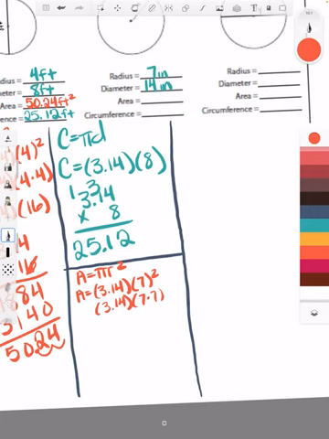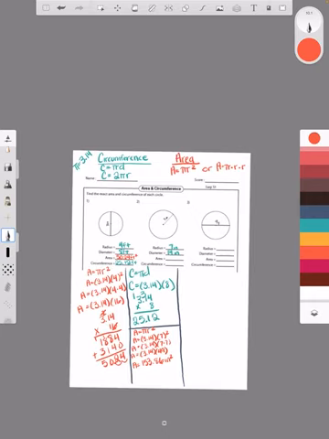So let's go ahead and knock that out. 7 times 7 is going to give me 49. And then I'm going to multiply 3.14 times 49. All right, so we're going to go ahead and fast track that. 3.14 times 49 is going to give me an area of 153 and 86 hundredths. And since it's the area, we're going to square our units. So it's going to be inches squared.